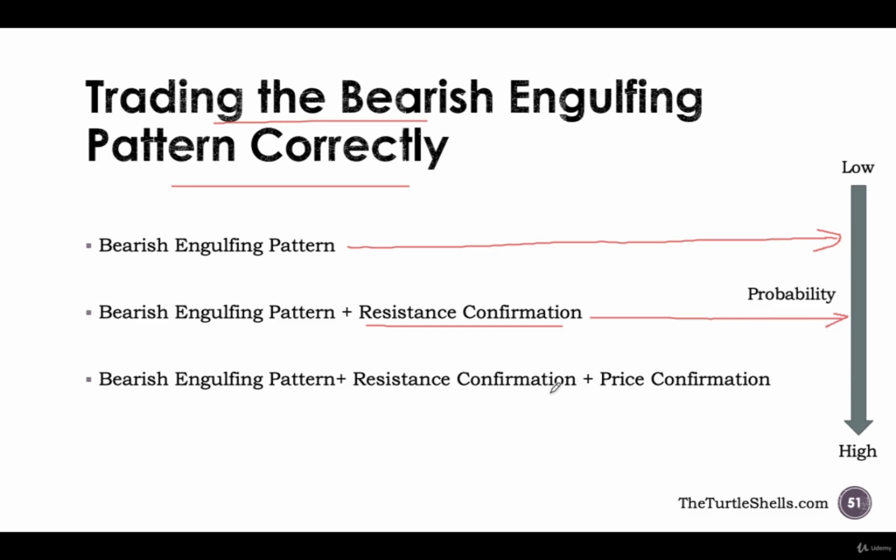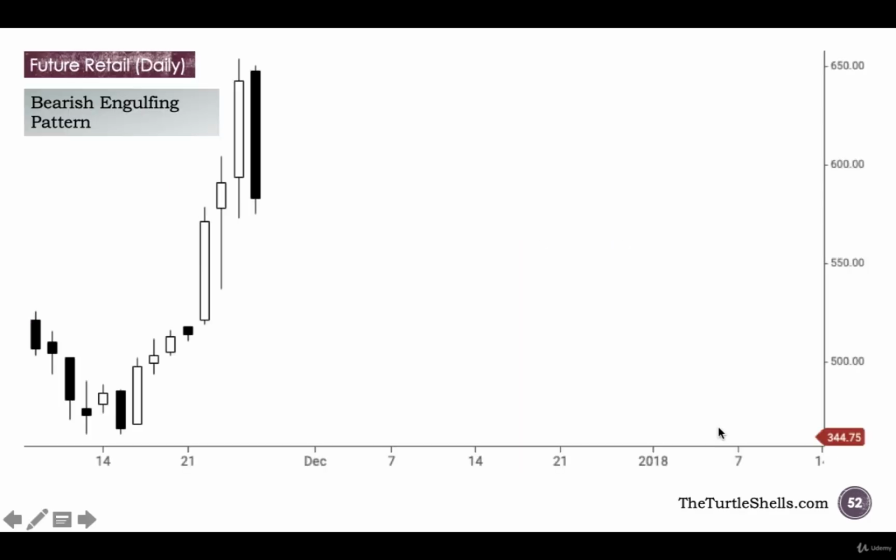And if we wait for another confirmation, which is price confirmation, then that's a very high probability, but low reward to risk trade. So it's a low risk trade, but it's a low reward to risk trade as well. It's a high probability that the trade will work out. So as the probability increases, there is a cost to achieving that high probability, which is the reduced reward to risk. Let's quickly have a look at an example.